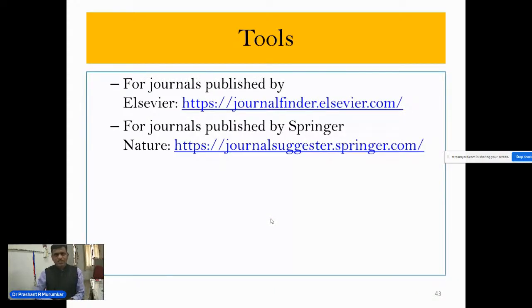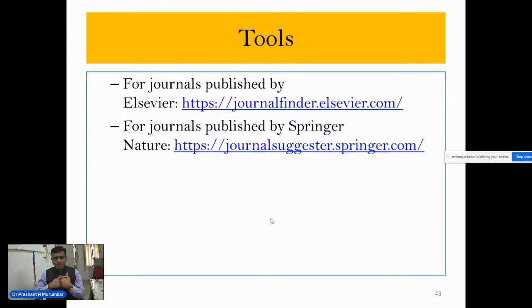There are certain publishers that also have their own tools developed, because Elsevier has a number of journals with high impact factors too. So you can use journalfinder.elsevier.com. You can just go to that website, write your title, or put in your abstract and your keywords, and then it will suggest certain journals, right?